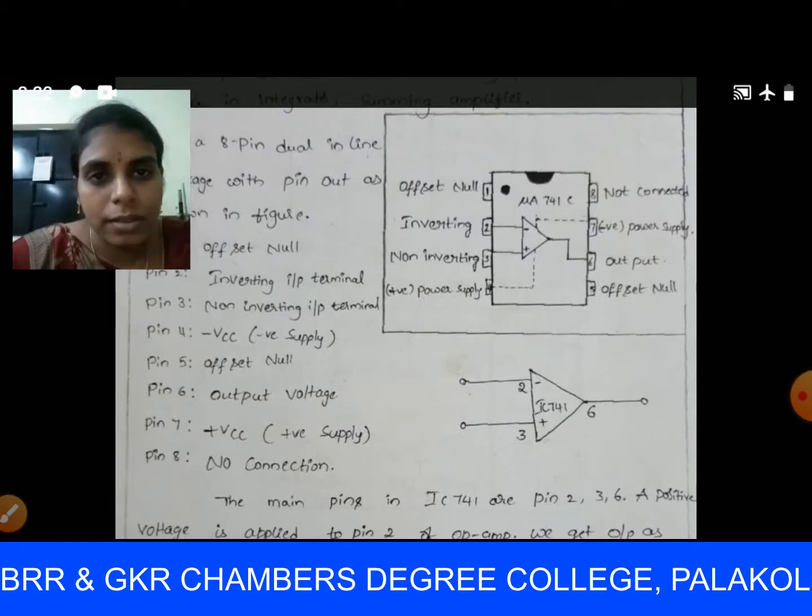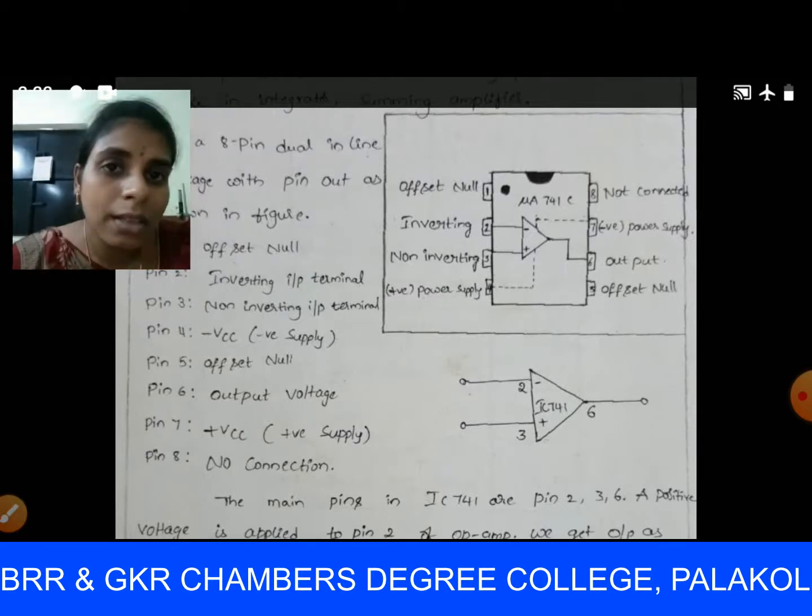In the regular op-amp triangle design with 2 input terminals and a single output terminal, the negative terminal is numbered 2, the positive terminal is numbered 3, the output terminal is numbered 6, and the positive and negative power supplies are numbered 4 and 7. These are the mainly used pins. But now let us go to the first and fifth pins.